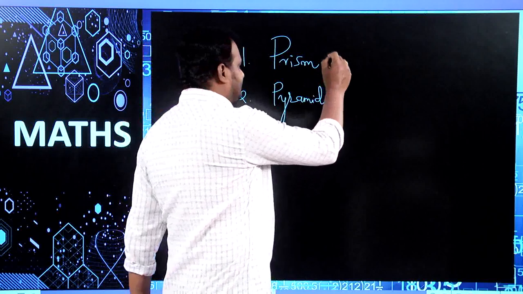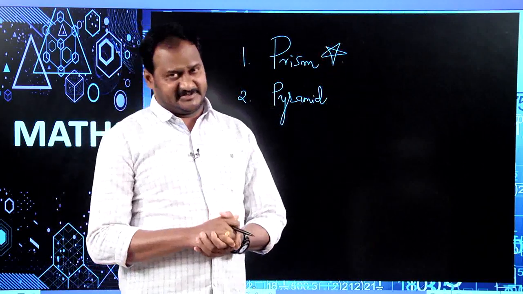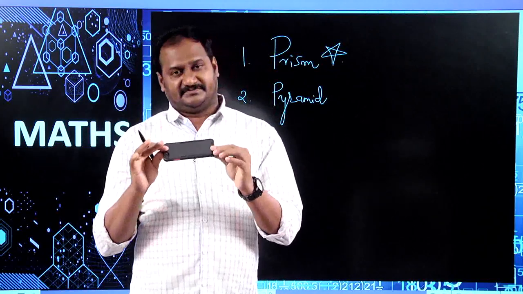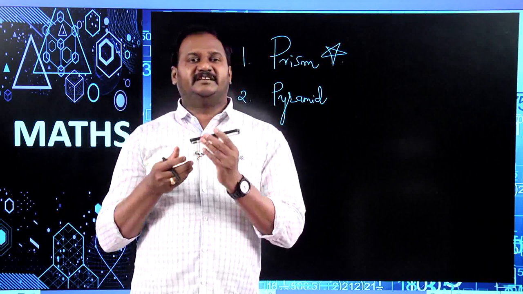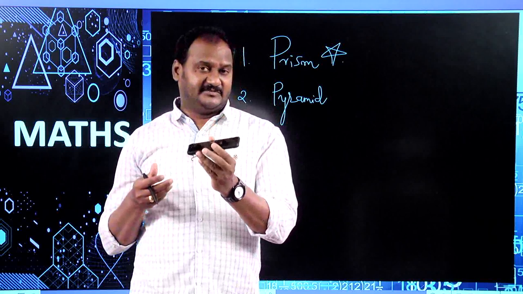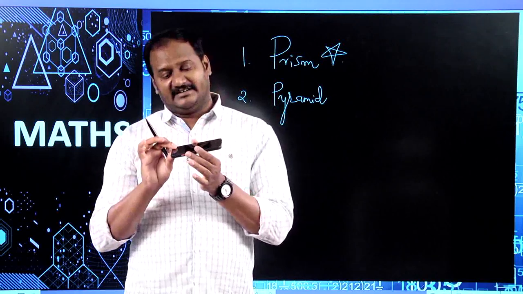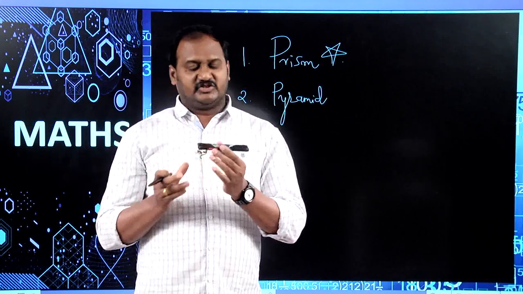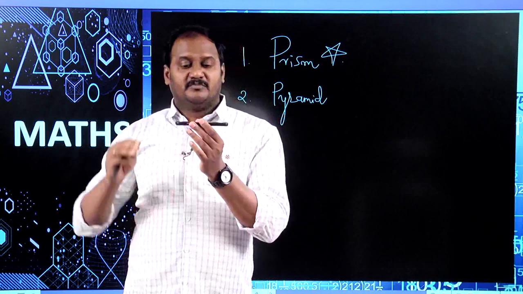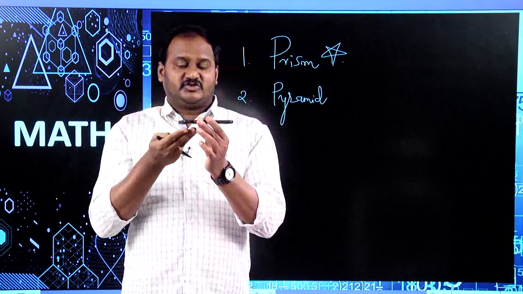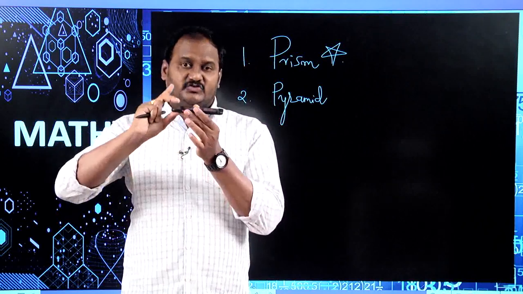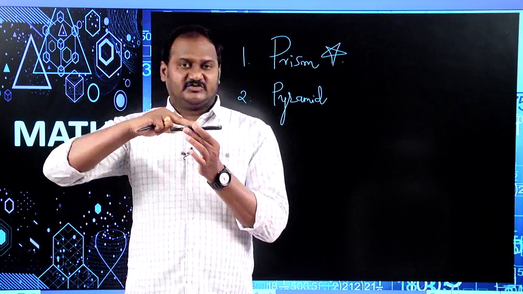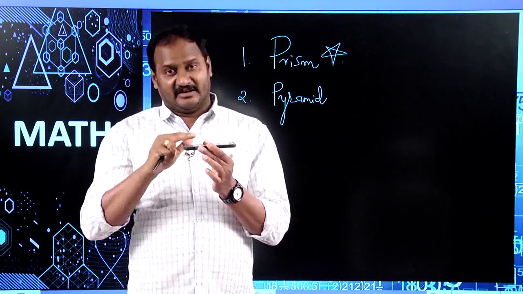See, coming to the prism, when is a solid object said to be a prism? I am taking my cell phone. Here, I can call this a prism. Why? Every solid object has certain thickness, but a prism is a solid whose two faces can be considered the bases. These two faces are two parallel and congruent parallelograms.